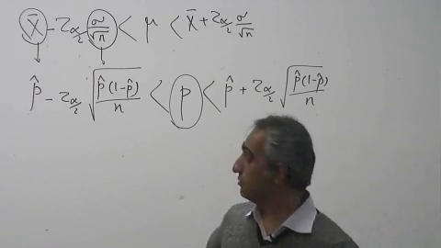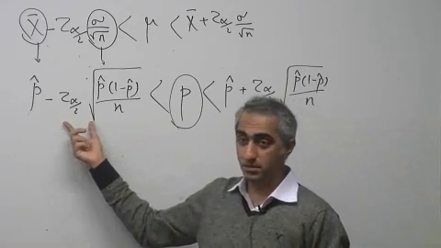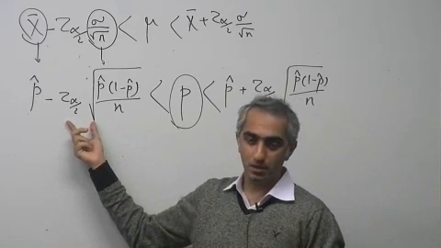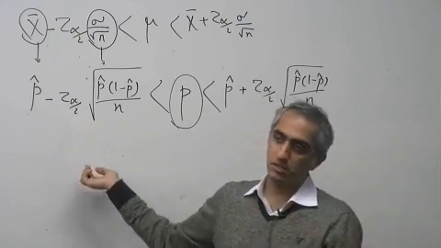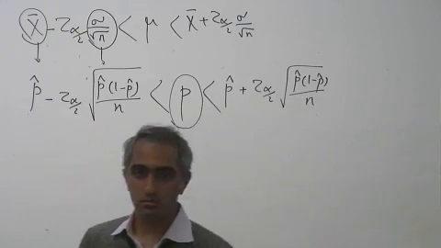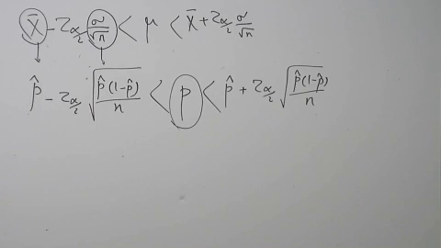Okay? So it should be what? T, am I right? But I'm using Z. Do you know why? Because the sample size is large, that's it. So actually it's T, but I'm using Z because the sample size is large and the T and Z are going to be the same. Okay?